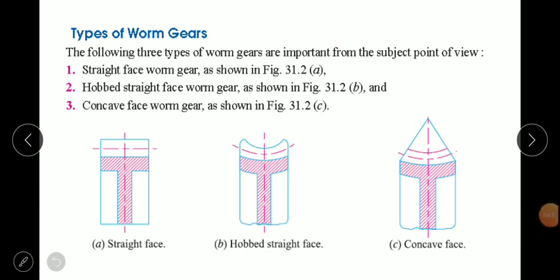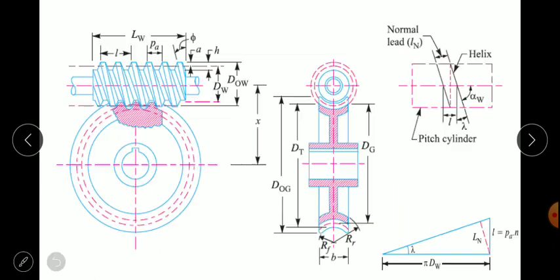Next one is types of worm gears. In that usually we have three types. First one is where the face of the worm gear is straight, so we call it a straight worm gear. Second one we can call a hobbing type, sometimes called a conical face. And third one is the concave face, which connects at a point over here. So usually we have three types of worm gears.